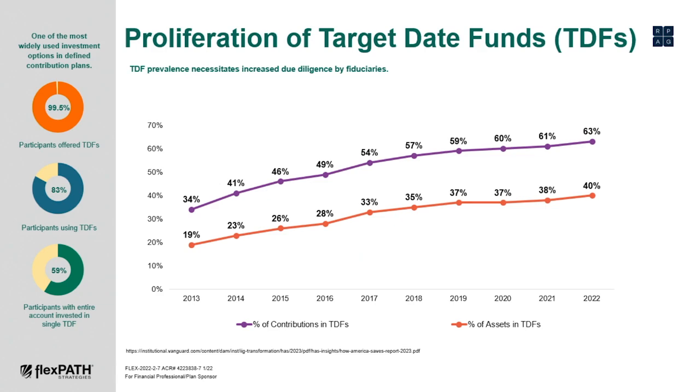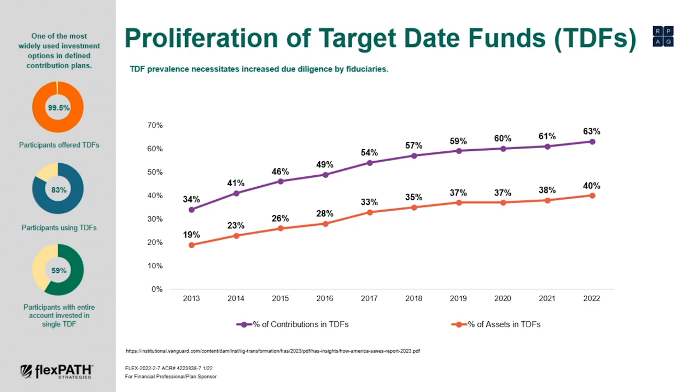70? 70 is close. It's actually a little bit more than that. So it's actually 83%. 83% of plan participants among all retirement plans are using target date funds in some way, shape, or form. And just to drive that a little deeper, 59% of plan participants have their entire balance invested into a single target date fund.